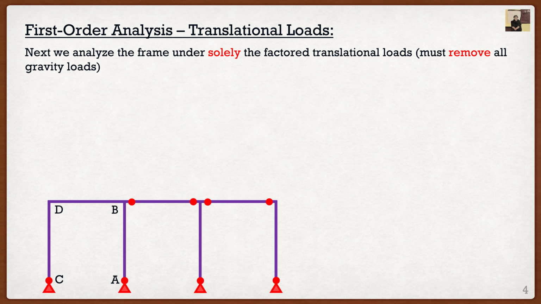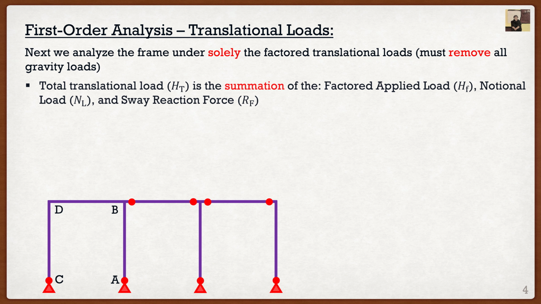Now here is where the second trick of these kind of examples comes into play. The load we apply, which I call the total translational load, is actually going to be the summation of three different things. Most students only apply one of them. The first one is the factored applied load, HF, which we got right from the beginning of the question. The second one is the notional load, which we calculated on the second slide. We found it as 6 kilonewtons.